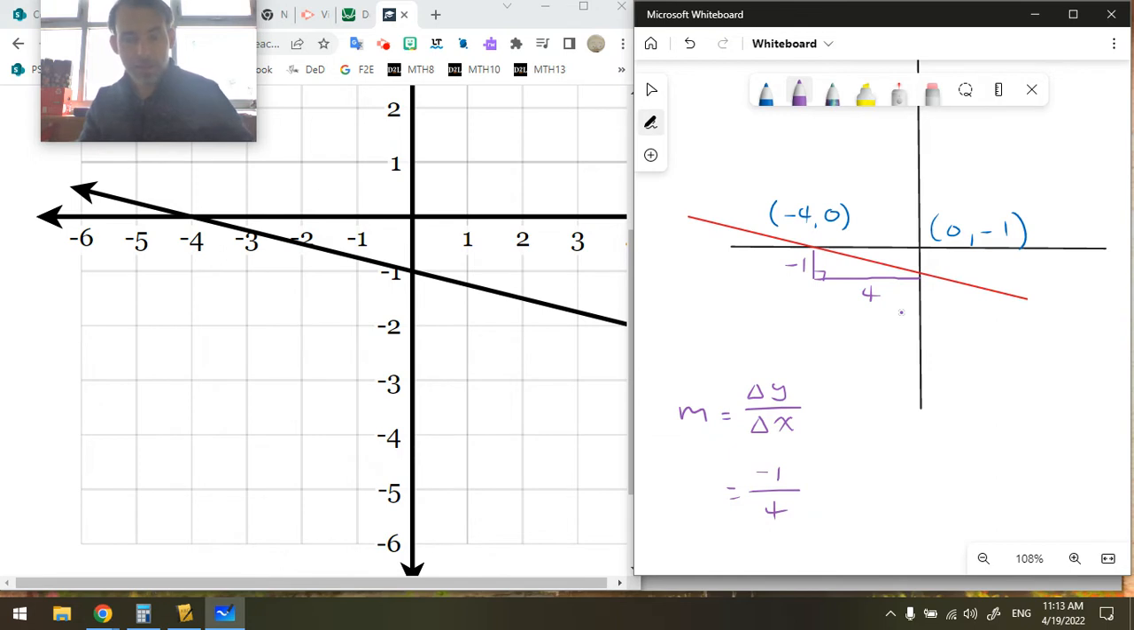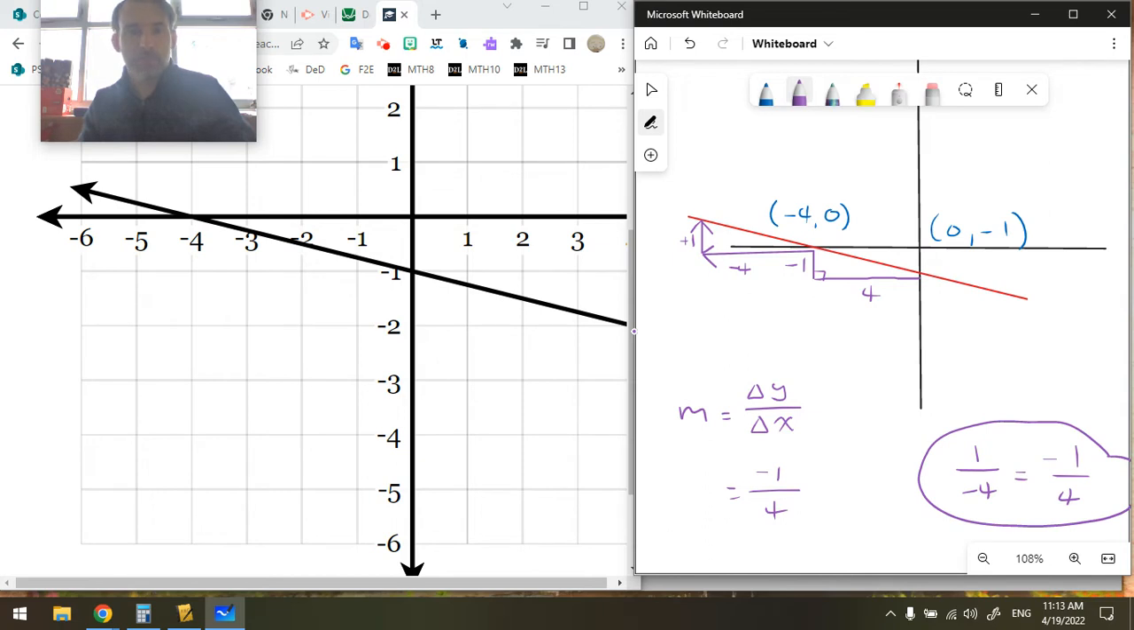But what if I went the other way? What if I started here and decreased x by 4, going in that direction, and then increased y by 1? What if I did it that way, Mr. Jennings? Well, then the negatives would cancel. Then I would have 1 over negative 4, which is the same thing as negative 1 over 4. What I'm showing you is that it doesn't matter if I count towards the left or towards the right, just so long as I'm counting in the same way both ways, and the signs will cancel out.